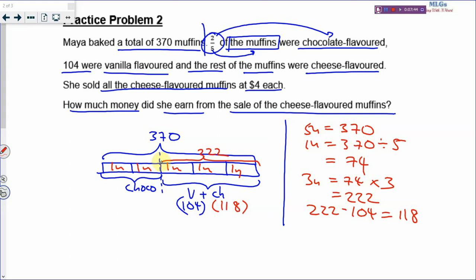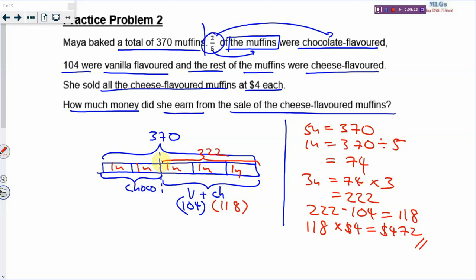Alright, if 1 cheese flavored muffin is $4, then how much did she earn from selling all the cheese flavored muffins? So you take 118 cheese flavored muffins and you multiply by $4 each, and you will get $472, which is the money that she earned from selling all the cheese flavored muffins. And you have solved the problem, right?